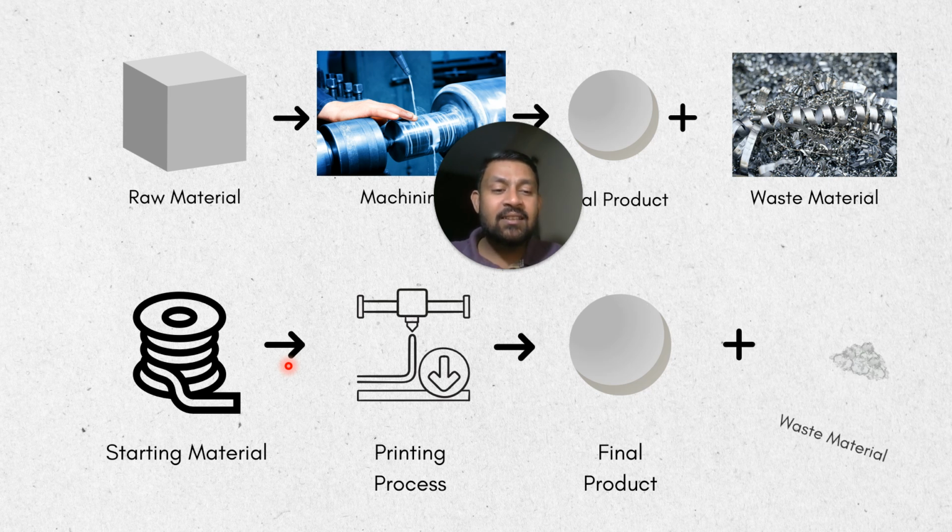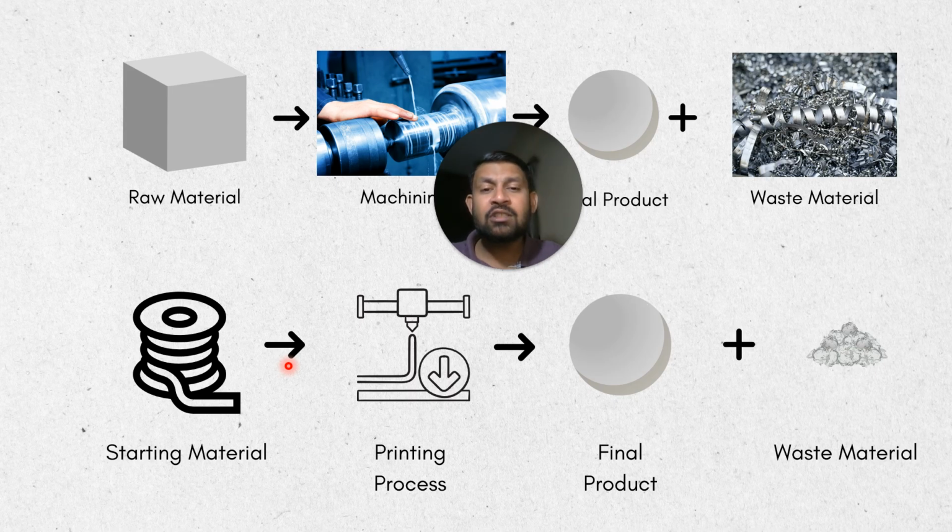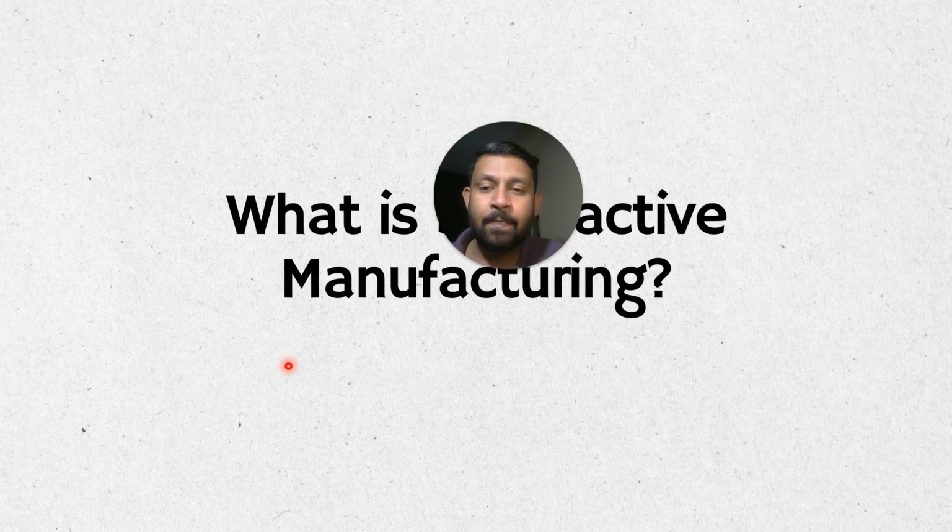Now the advantage here is that the waste material that we have created is very less as compared to the final product, because you have used the amount of material precisely as much as it is required to create the object, and a little bit of wastage. Whereas in subtractive, you have removed a large amount of material. Whatever was not required, you had to remove that, because you are starting from a fixed shape and you have to reach a desired shape.